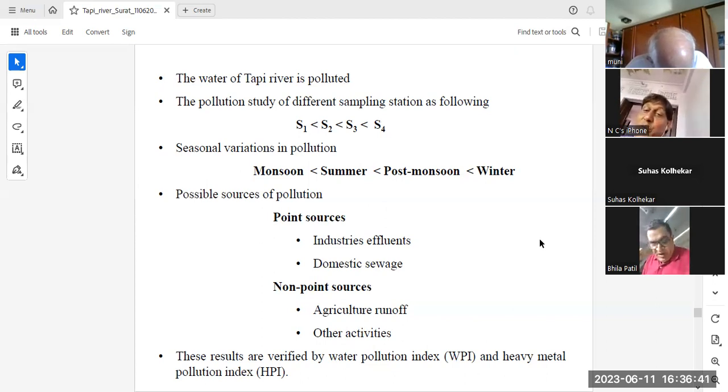Next is non-point source, which we can include as agricultural runoff in the catchment area of the Tapi River Basin. Huge agricultural fields and a big agricultural area are there, in which the farmers use chemical fertilizers. Ultimately, by the runoff, it is added to the river.